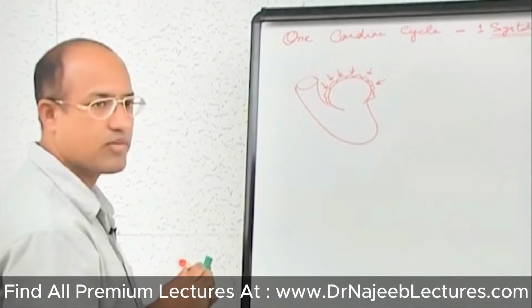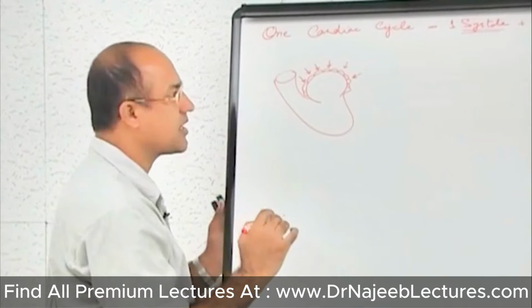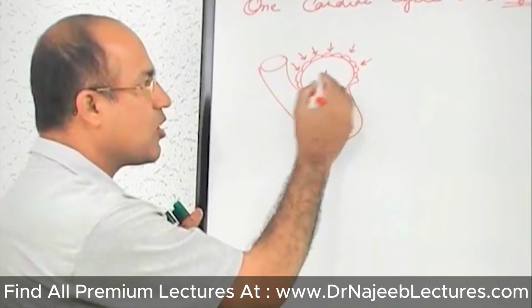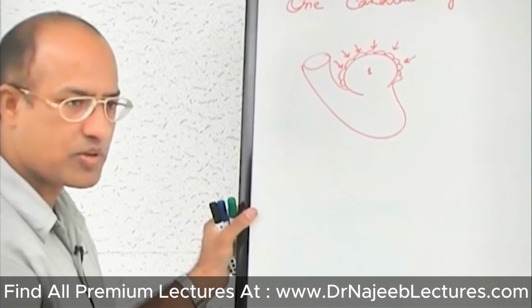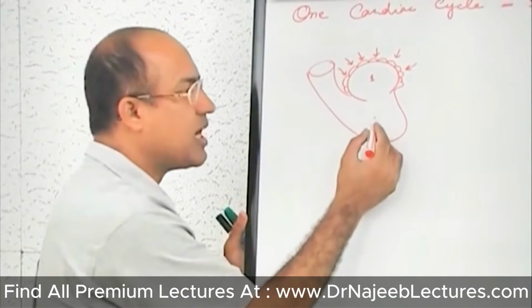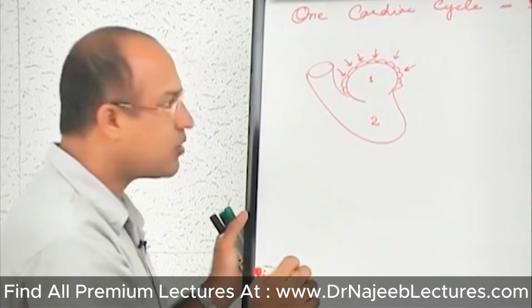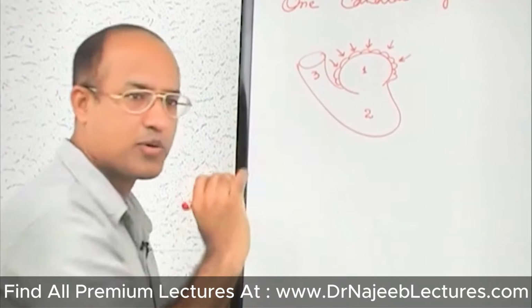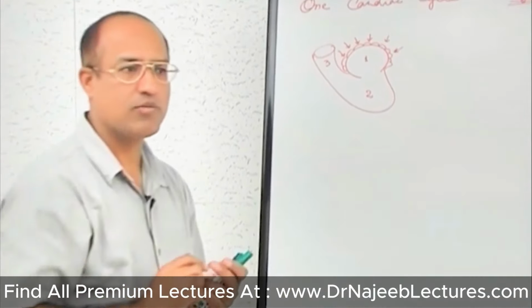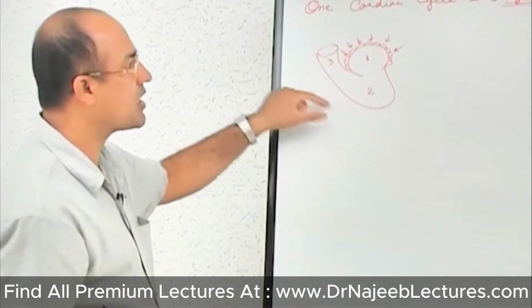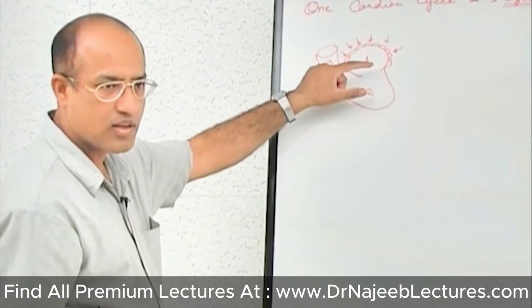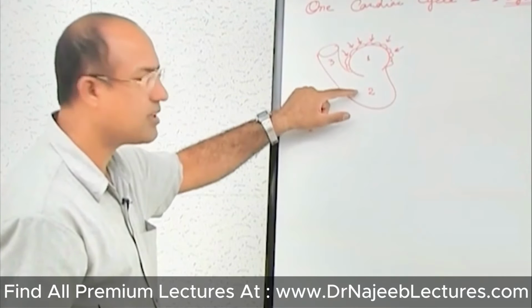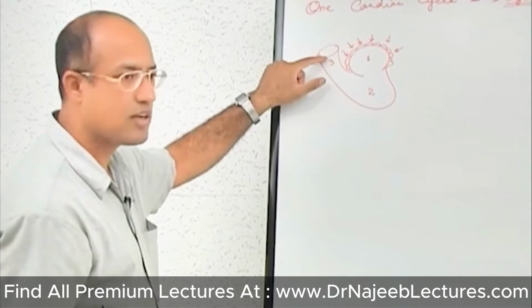Now, listen carefully, when we talk about the cardiac cycle, we have to take care of three chambers. Number one, in a particular phase, what is happening in the atrium. Number two, in the same phase, what is happening in the ventricle. Number three, in the same phase, what is exactly happening in the aorta. Again, let me repeat it. When we are going to discuss this particular phase of the cardiac cycle, what we have to discuss is what is happening in the atrium, what is happening in the ventricle, and what is happening in the aorta.